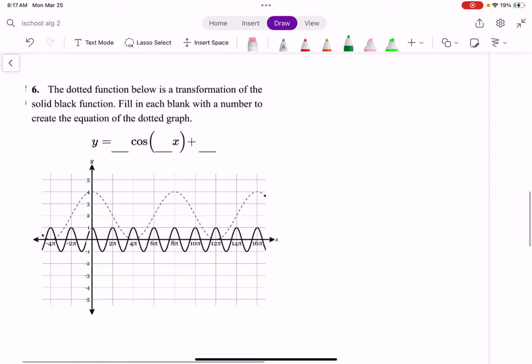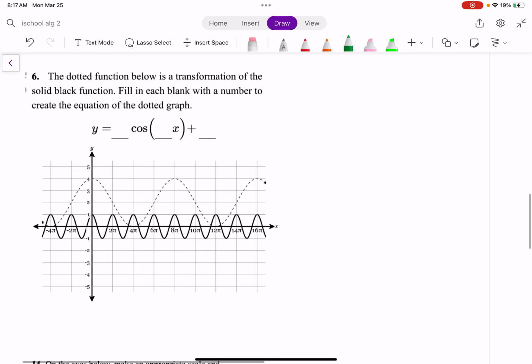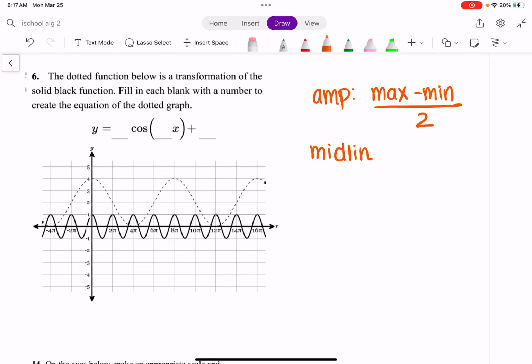Now, let's talk about this stuff. Let's talk about actually looking at graphs, okay? We now know some formulas, right? To find the amplitude, we do max minus min all over 2. To find the midline, we do max plus min all over 2. And so basically, this solid line or the solid graph has now turned into the dotted graph. We want to find the equation of the dotted graph, okay?